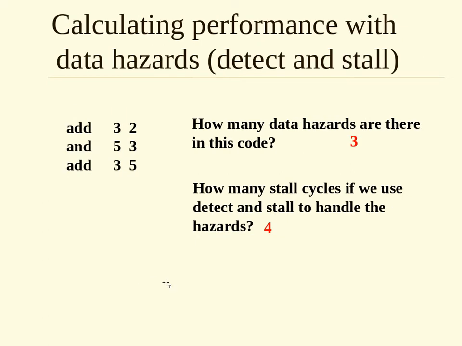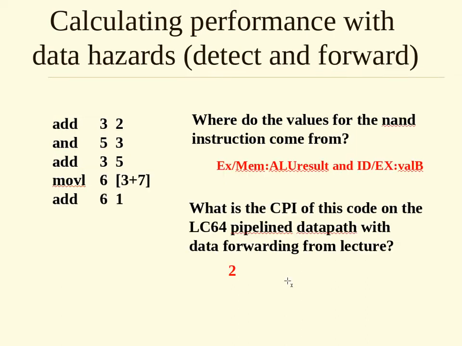How many data hazards are in this code? 3. Well, let's see how many there are. This 3 requires on that one, and this 3 also requires on that one, so that's 2 that this one is causing, and of course this 5 requires this one, so that's a third. How many stall cycles if we use detect and stall? Well, you have to stall twice over here, and once you do that stall, notice that this hazard also goes away, so you don't need to worry about that. And then you need 2 more after this one, so you have a total of 4.